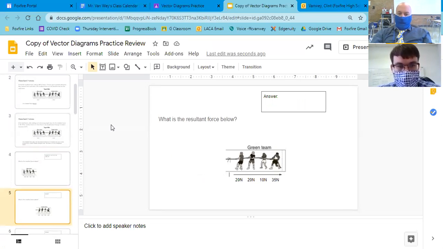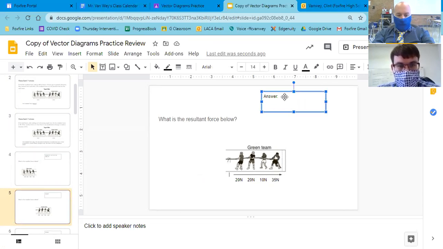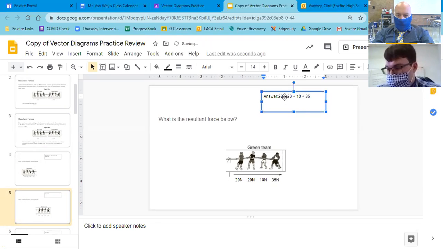Here's another example. I have 20 newtons plus 20 newtons plus 10 newtons plus 35 newtons. I add those together, again, I get 85 newtons. Is it the same force that we had before? Tell me in the chat, is that the same force that we had before?